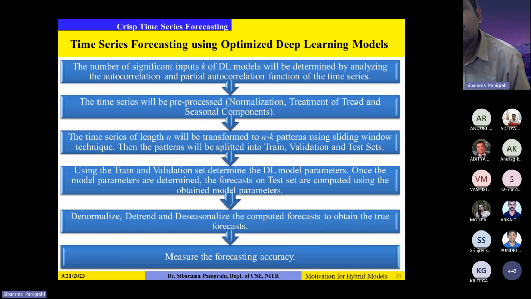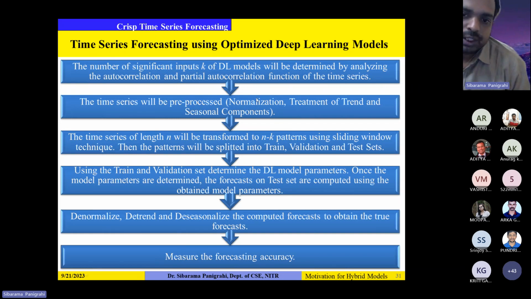Then treatment of the trend component. If a time series has a trend component, increasing or decreasing, we can take its first difference or second difference or third difference to treat that trend component. Then we can detrend it afterwards, but first we have to treat the trend component. Then we have to treat the seasonal components. If there is a seasonal component in your time series, then you can take the seasonal average of the time series. Then you can subtract the corresponding seasonal average from the corresponding value, right?